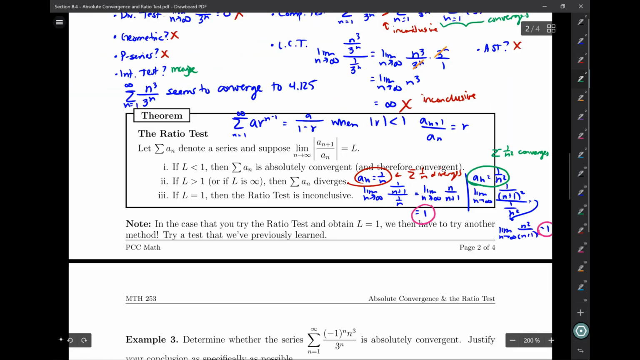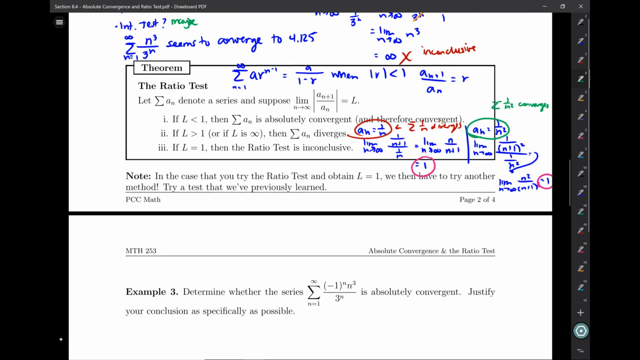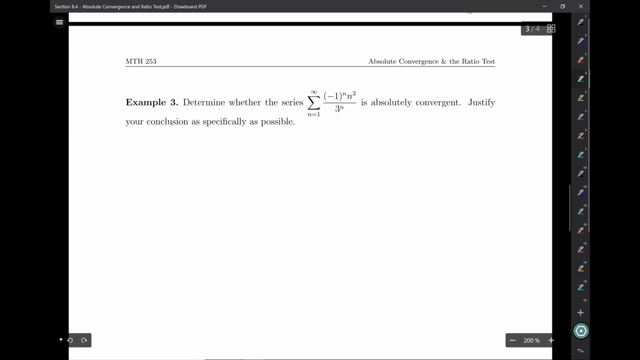Okay, so that's why the ratio test is inconclusive if L is equal to 1, because notice that we got L equal to 1 in 2 different scenarios, one of which the series converges, one of which the series diverges. So, inconclusive. Essentially when that happens, we just need to try a different test that we've previously learned. Let's look at an example. We're going to look at the example that we used to kind of lead us into the ratio test, except now we're going to have this alternating component as well.